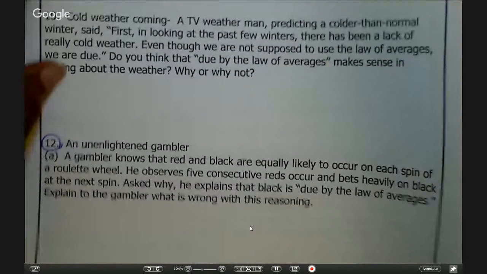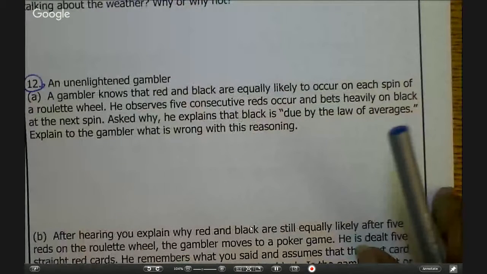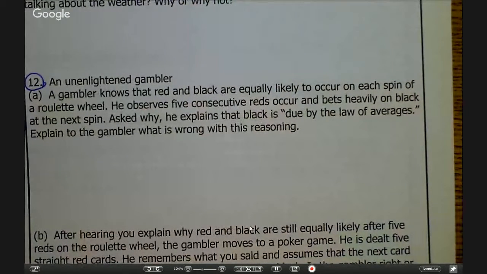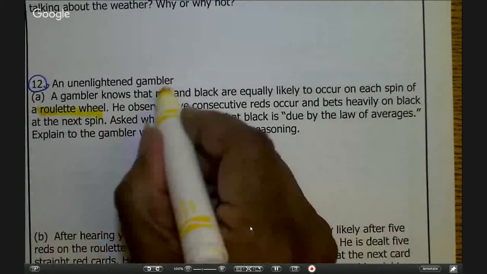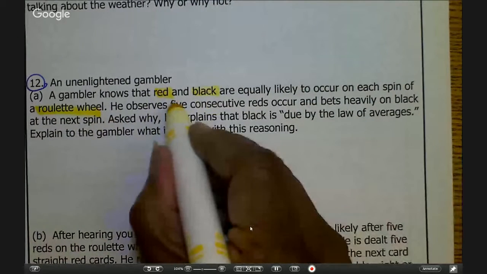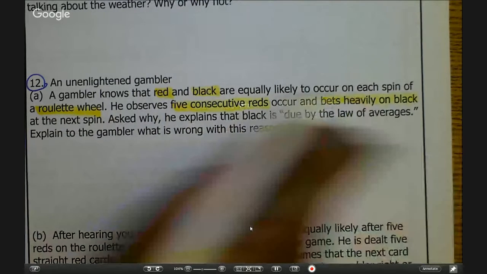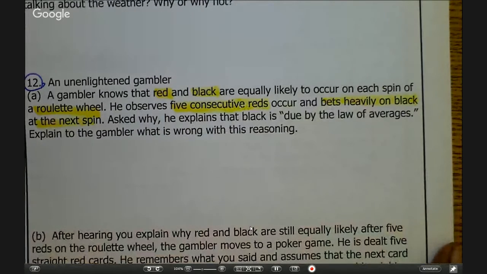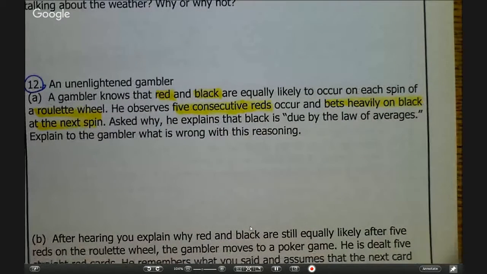Now, as I look at number 12, we're talking about the idea of continuously gambling. This person's got a habit. Here they are at the roulette wheel, and you know the roulette wheel has black and red. He found that he had 5 consecutive reds, and he bets heavily on black. His premise is, well, I think black is due, so I'm not going to change it.